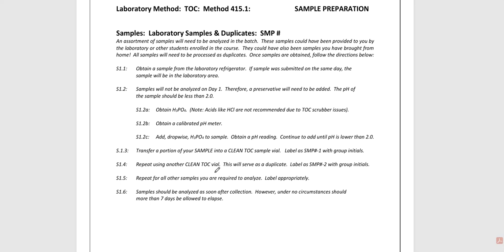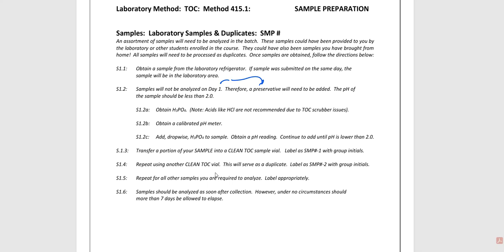First step says obtain a sample. If a sample was submitted on the same day, well, that will be in your lab area. If not, we've got some backups. Second step, samples are probably not going to be analyzed on day 1. If we already have samples on day 1, then we are going to have to preserve them, and sometimes we get you to go through that. So we are going to pH these, and we're going to pH them down to a 2. Notice it says add some acid, pH it, record maybe the pH that you have.